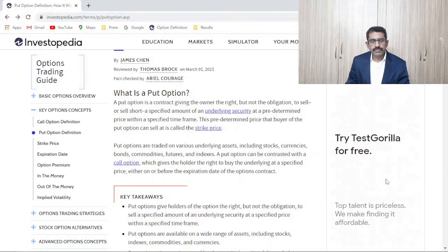Now, let us straight away look into the definition of put option in Investopedia. Now, I am in the Investopedia website. Let us see the definition of put option. So, what is a put option? A put option is a contract giving the owner the right but not the obligation to sell or sell short a specified amount of an underlying security at a predefined price within a specified time frame. This predefined price that the buyer of the put option can sell at is called the strike price.